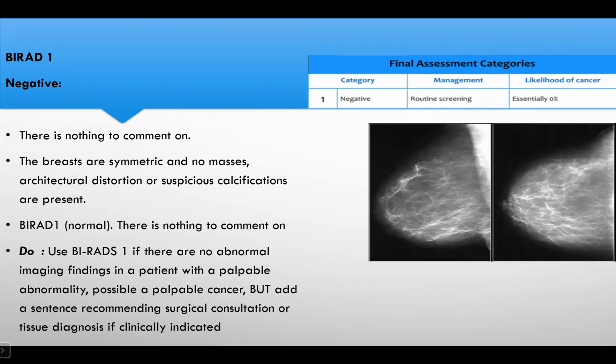BI-RADS 1 is negative. There is nothing to comment on. The breasts are symmetric, with no masses, architectural distortion, or suspicious findings. For BI-RADS 1, there is nothing to comment on, so use it when there is no abnormal imaging finding in a patient. If there is a palpable abnormality, possibly a palpable cancer, add a sentence recommending surgical consultation or tissue diagnosis if clinically indicated.